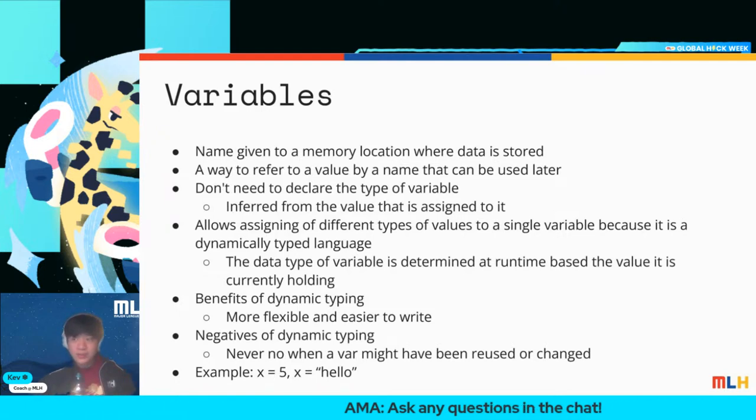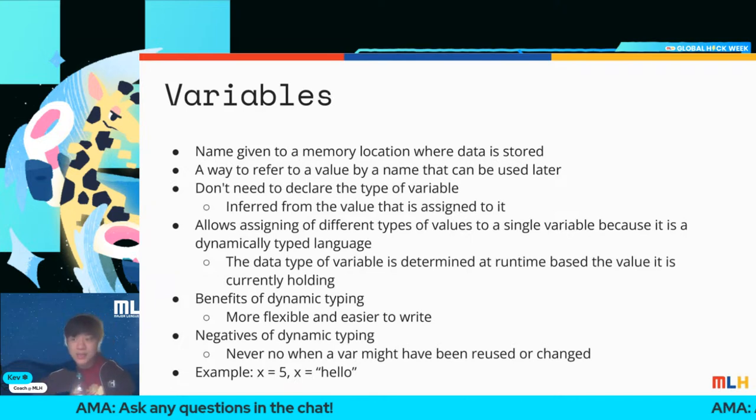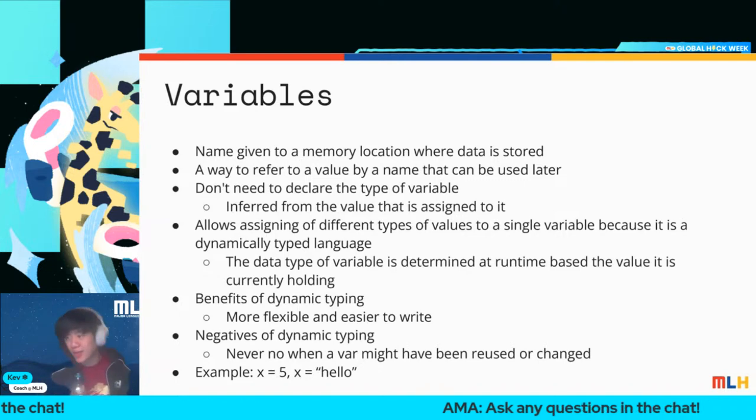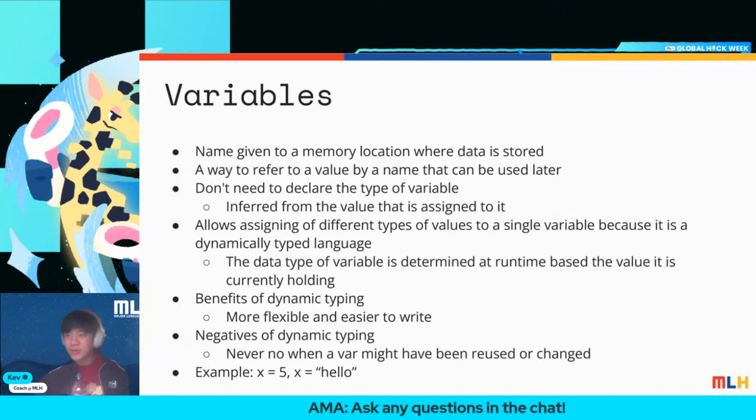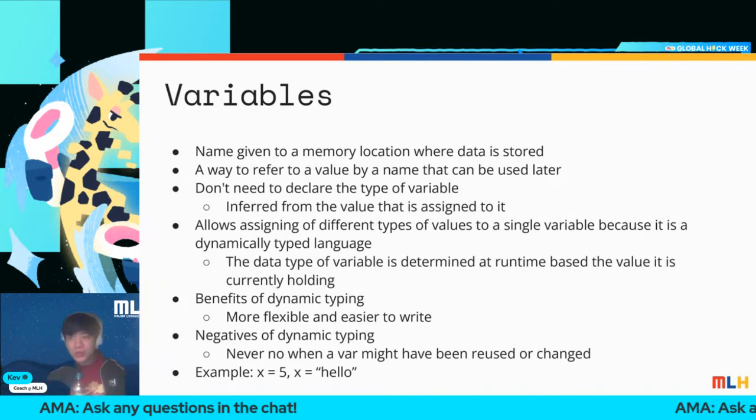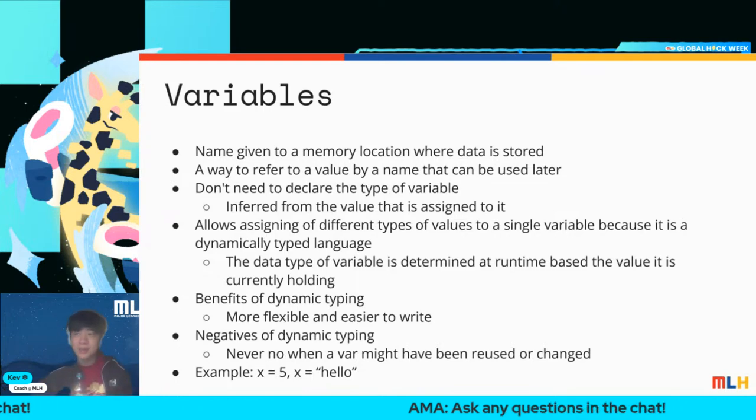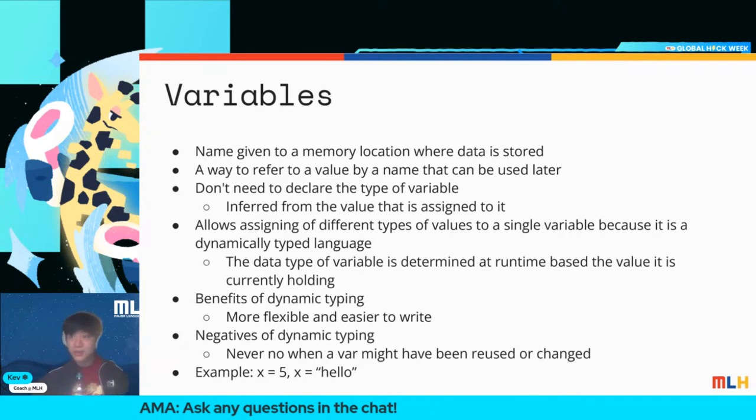I'm going to skip over to the negative because it ties into type. The negative of dynamic typing is you never know what the type of a variable might be. So when you reuse a variable or change the data in a variable, you're also modifying the type. Unlike other languages, if you come from them, if I declare a variable as type integer, I cannot assign another data type to it.